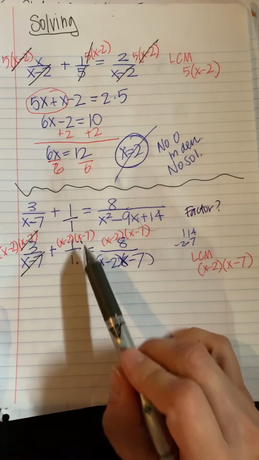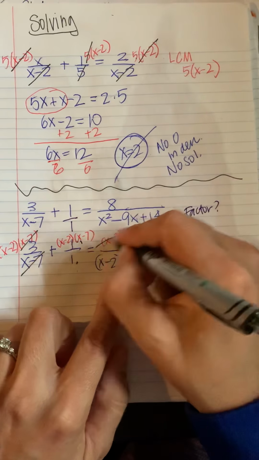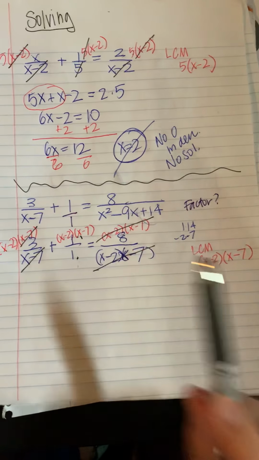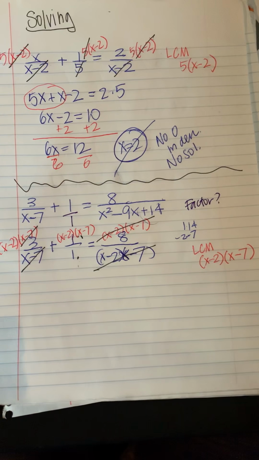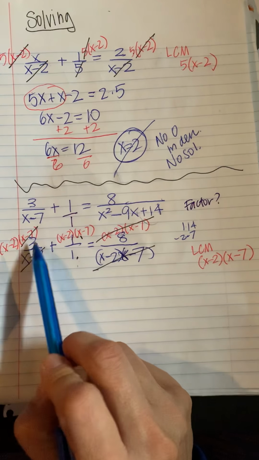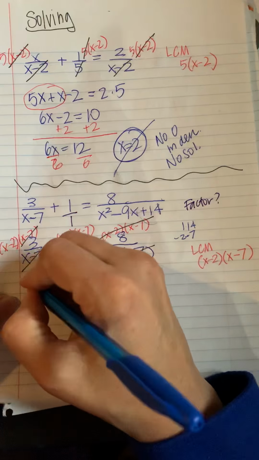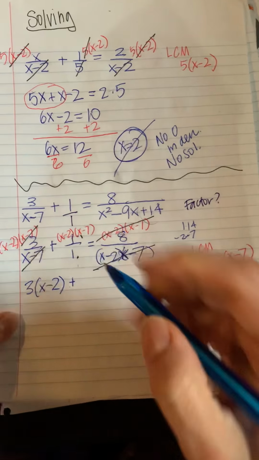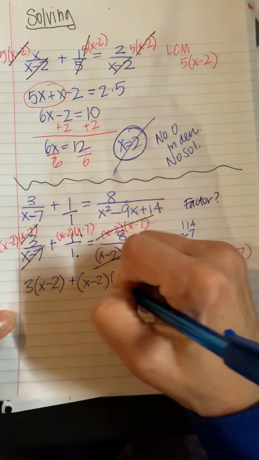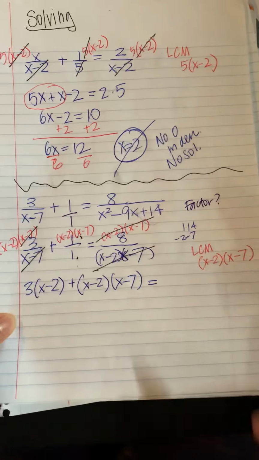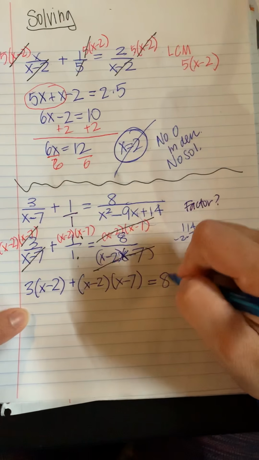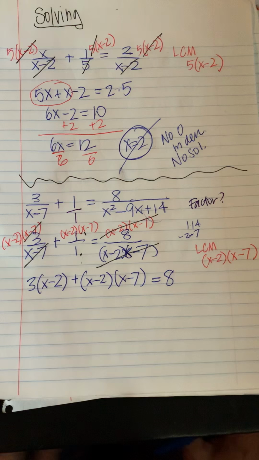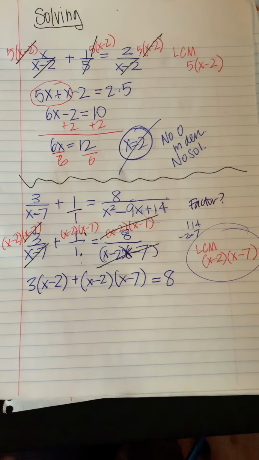Here nothing cancels because there's no denominator. Here the whole denominator cancels with everything up on the top in the red. So what I'm left with here is this 3 and then the x minus 2. Here I'm left with this whole thing, so I'll deal with that in a second. And then here I'm just left with the 8. So again, I got rid of all the fractions by multiplying by that least common multiple.